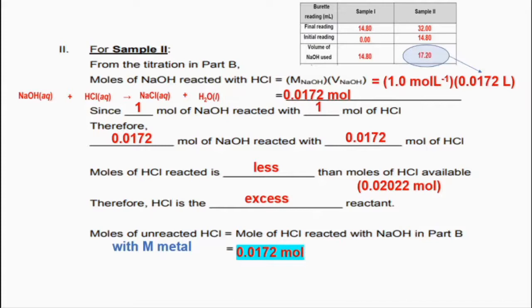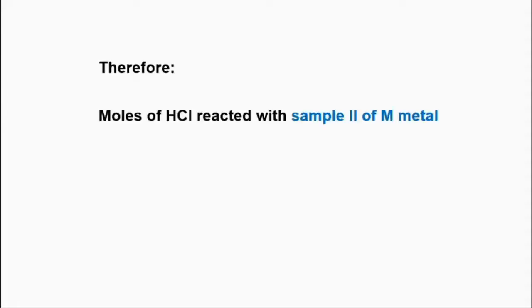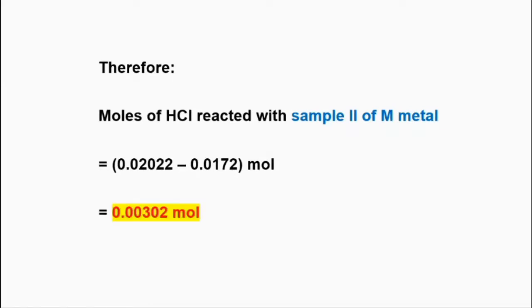0.0172 moles. Finally, we are going to determine the moles of HCl reacted with sample 2 of M metal. So simply the moles of HCl available, 0.02022 minus 0.0172 moles, and this is the moles of HCl reacted with sample 2 of M metal, 0.00302 moles.